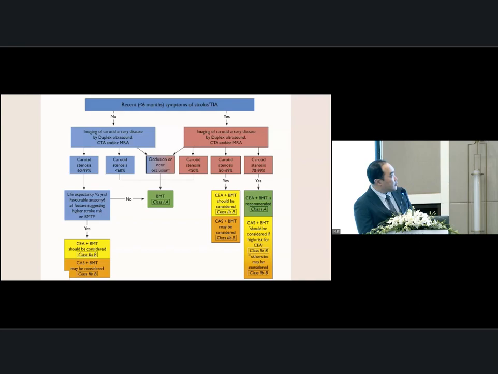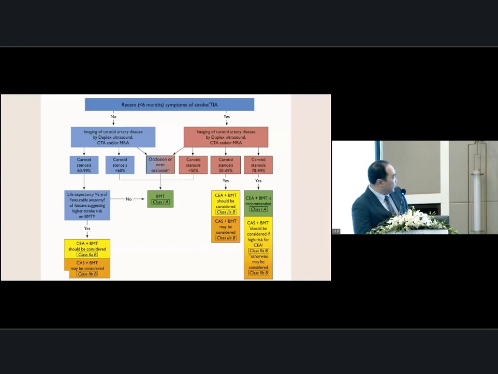I've already talked just now a little bit about the occlusion. So if you have an occluded carotid, you should be on best medical therapy and not consider carotid revascularization. If you are asymptomatic and you have obviously less than 60%, there's no need to do anything. If you are at 60 to 90%, you then have to re-stratify, whether life expectancy is more than 5 years and favorable anatomy, and then you will be considered for CEA and CAS.